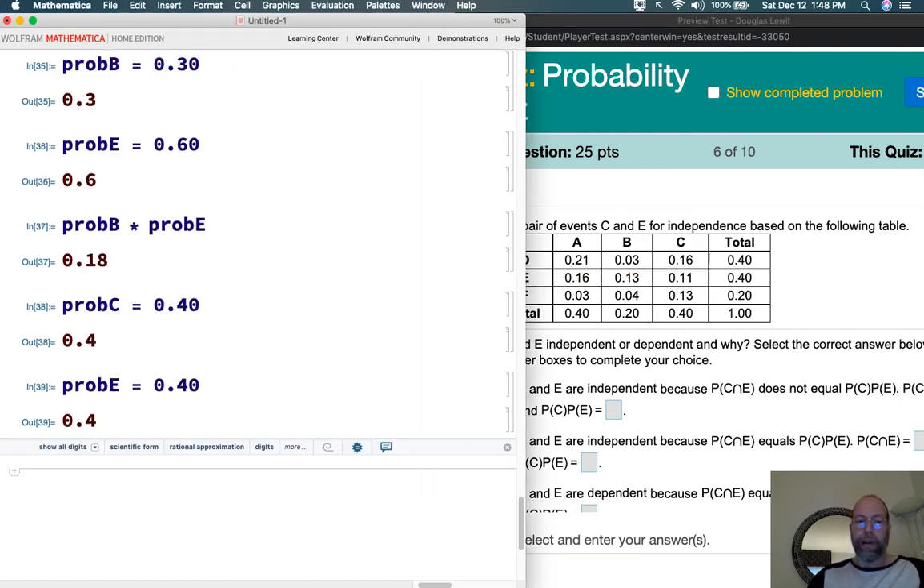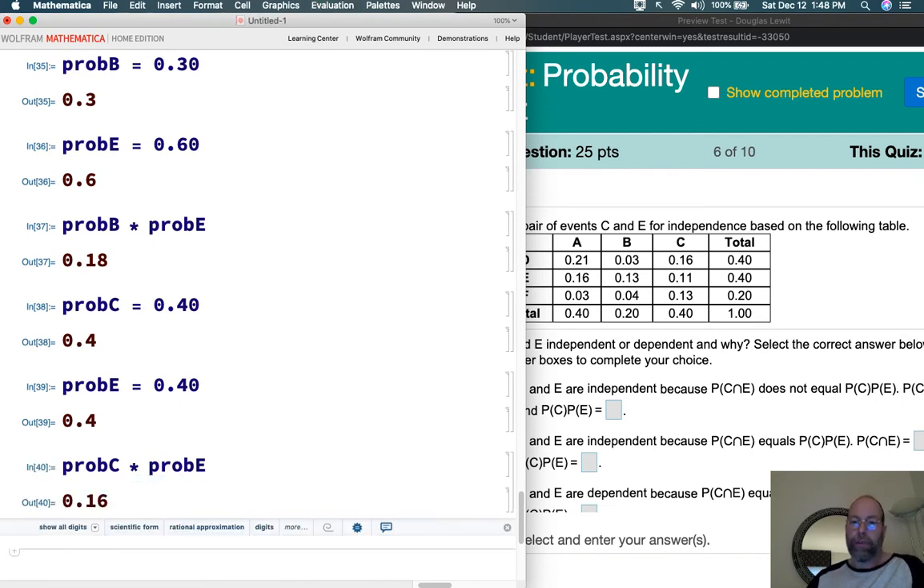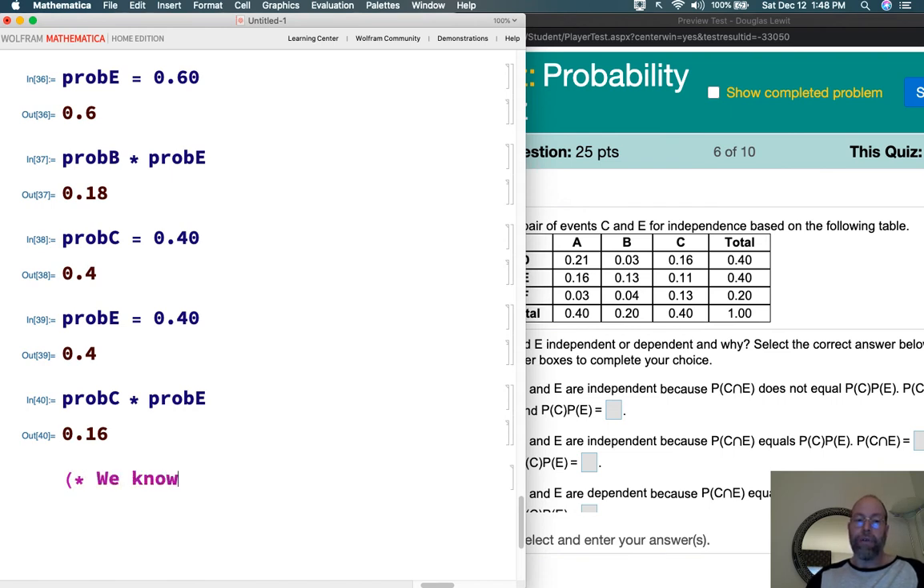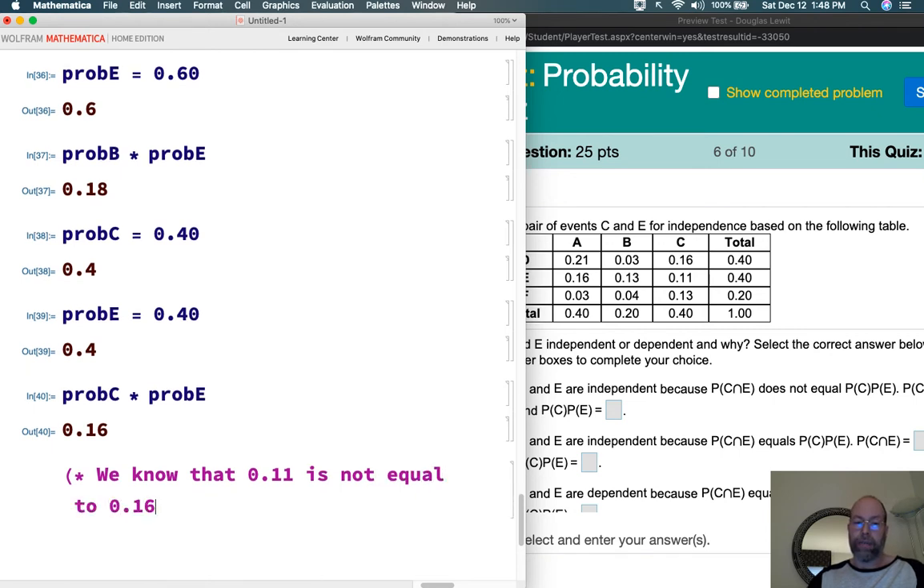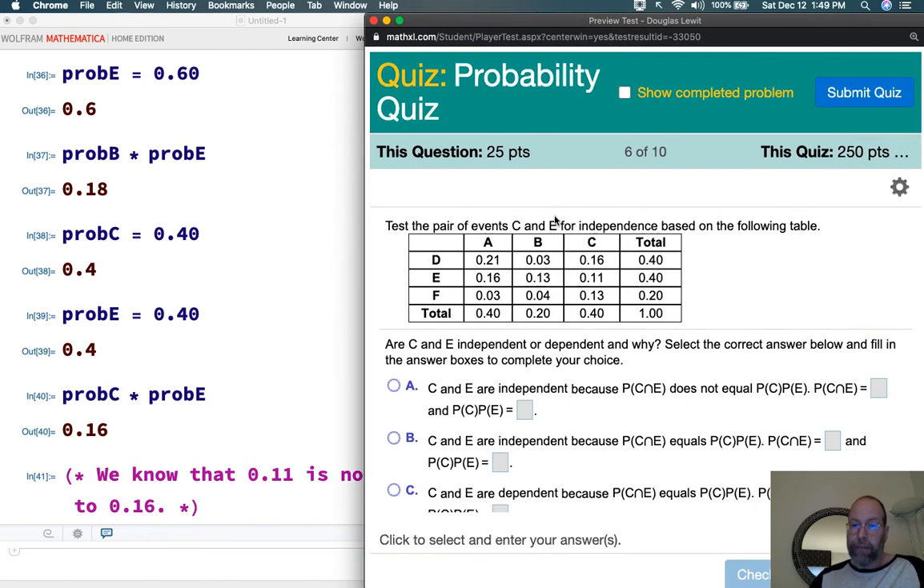Okay, so what is the product of prob C and prob E? Well, I know 4 times 4 is going to be 16, and that's going to be 0.16, I think. Is 0.16 the same as 0.11? It is not. We know that 0.11 is not equal to 0.16. Therefore we can see that they are not independent. The events are dependent.